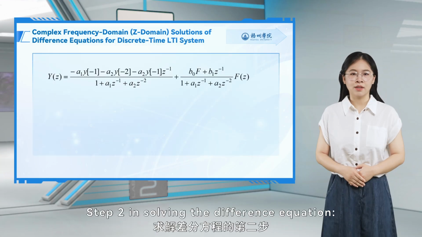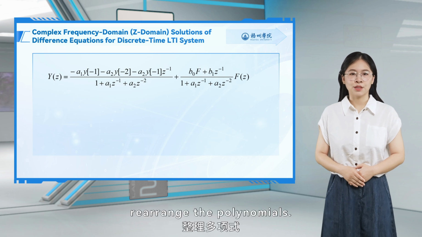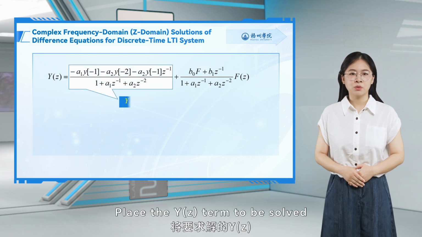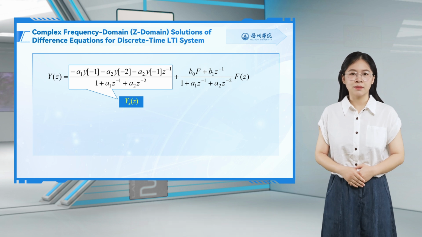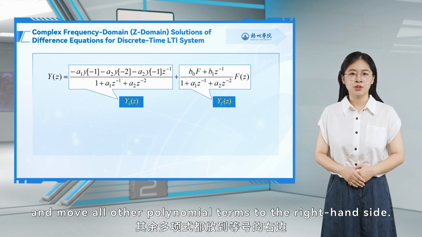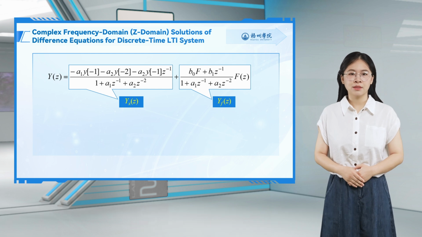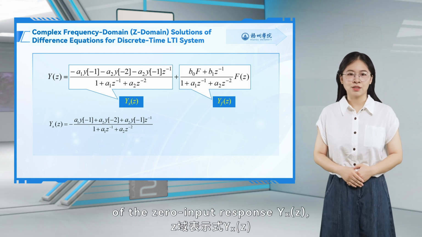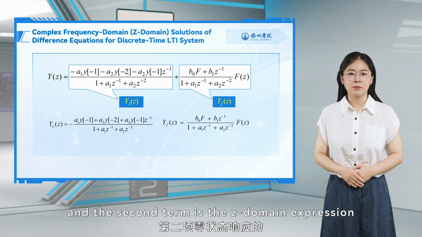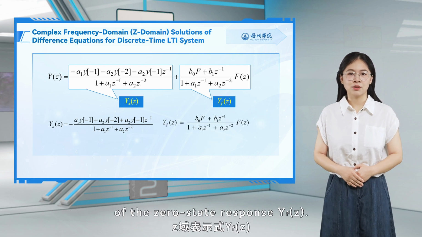Step 2 in solving the difference equation. Rearrange the polynomials. Place the Y of z term to be solved for on the left-hand side of the equation, and move all other polynomial terms to the right-hand side. Simplify the polynomials. After rearrangement, the first term is the Z-domain expression of the zero input response Yx of z, and the second term is the Z-domain expression of the zero state response Yf of z.